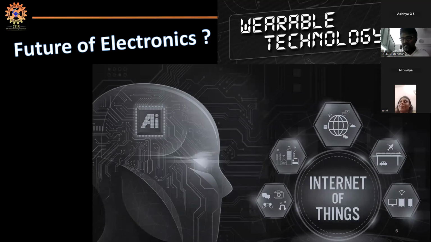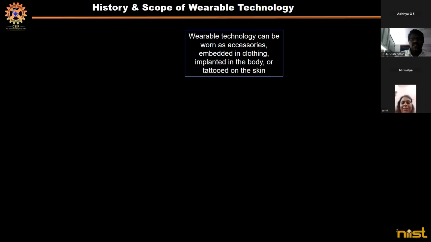So at the present time, the most valuable thing is data. When you are talking about many sensors being integrated together for technologies like the Internet of Things, you need to have a lot of data to be handled. And some of the sensors that I'm going to talk about are wearable sensors. Wearable technology can be worn as an accessory, embedded in clothing, implanted in the body, or tattooed on the skin, as I have mentioned in the beginning.